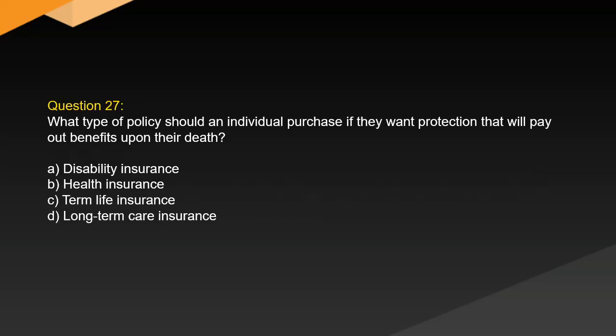Question 27. What type of policy should an individual purchase if they want protection that will pay out benefits upon their death? A. Disability insurance. B. Health insurance. C. Term life insurance. D. Long-term care insurance.